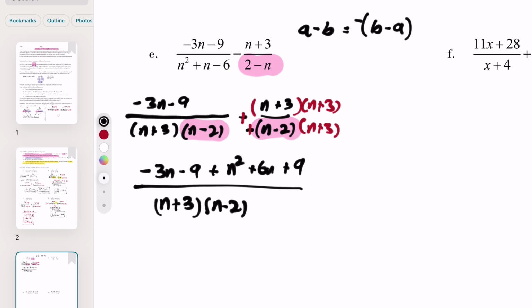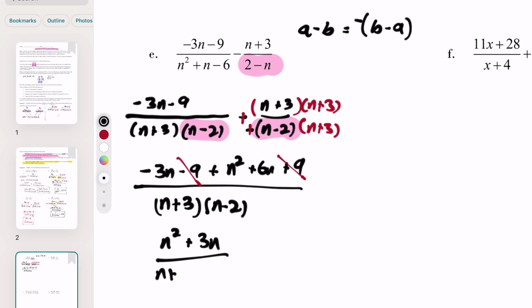You might get that by FOILing out this n squared plus 6n plus 9. That's that shortcut, a plus b quantity squared. If you don't remember it, you have to FOIL it out. But you really should be remembering some of these shortcuts. They're there for a reason. In any event, I know that negative 9 will cancel with positive 9, and that what's left over in the numerator is n squared plus 3n.